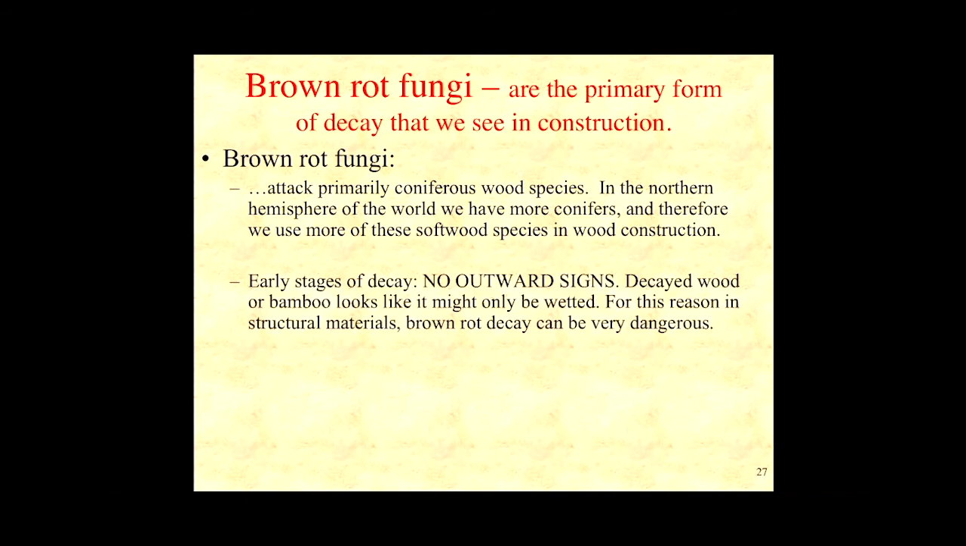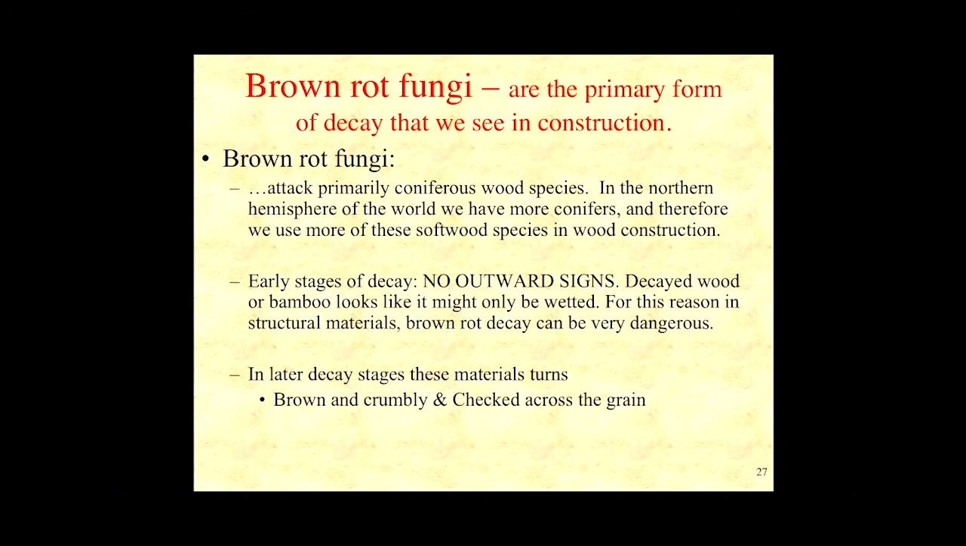In early stages of decay by brown rot, there aren't many outward signs. So I showed you that picture of brown rot before. This brown, crumbly wood checked across the grain. Wood that's in early stages of brown rot doesn't look like that. It looks just like normal wood. It may be a little bit wetted, but it doesn't really look that much different than normal wood. Okay? Then for that reason, brown rotted wood can be very dangerous because it's lost quite a bit of its structural properties.